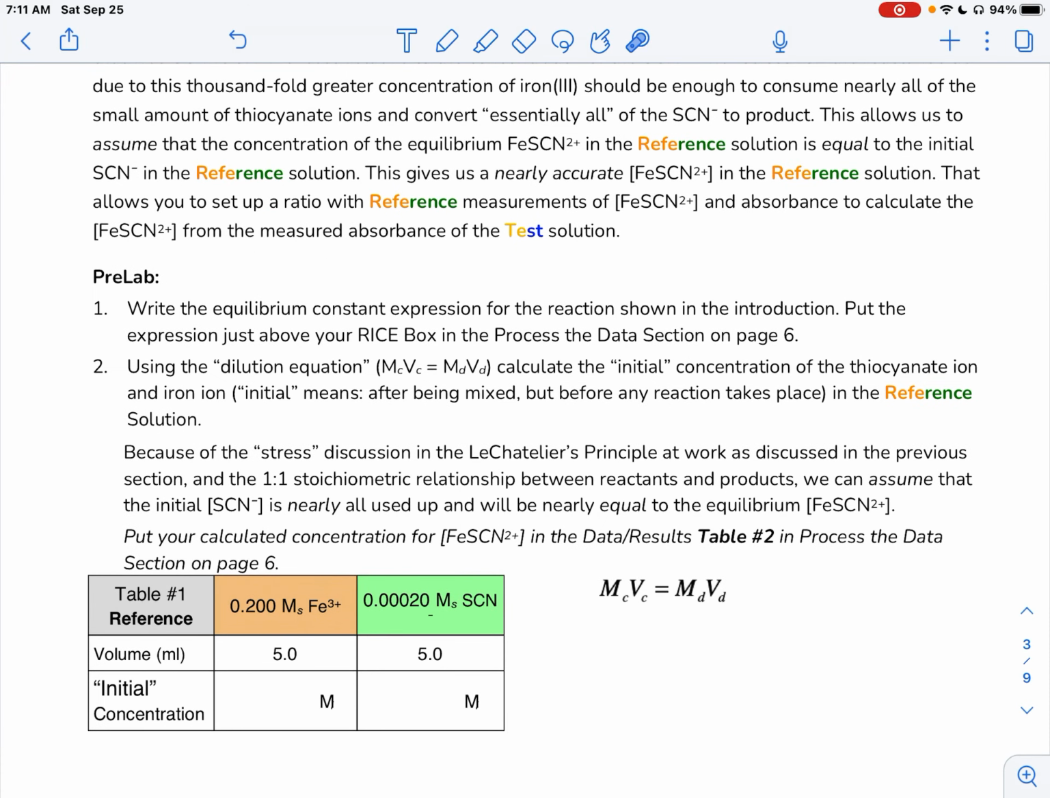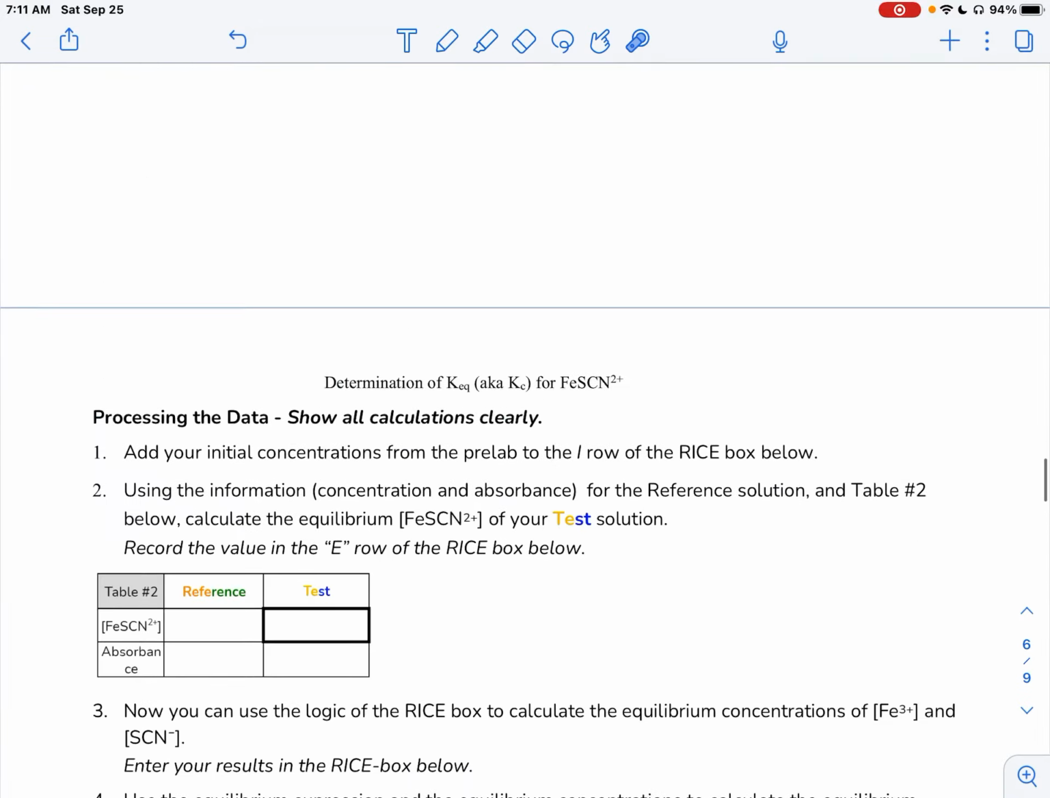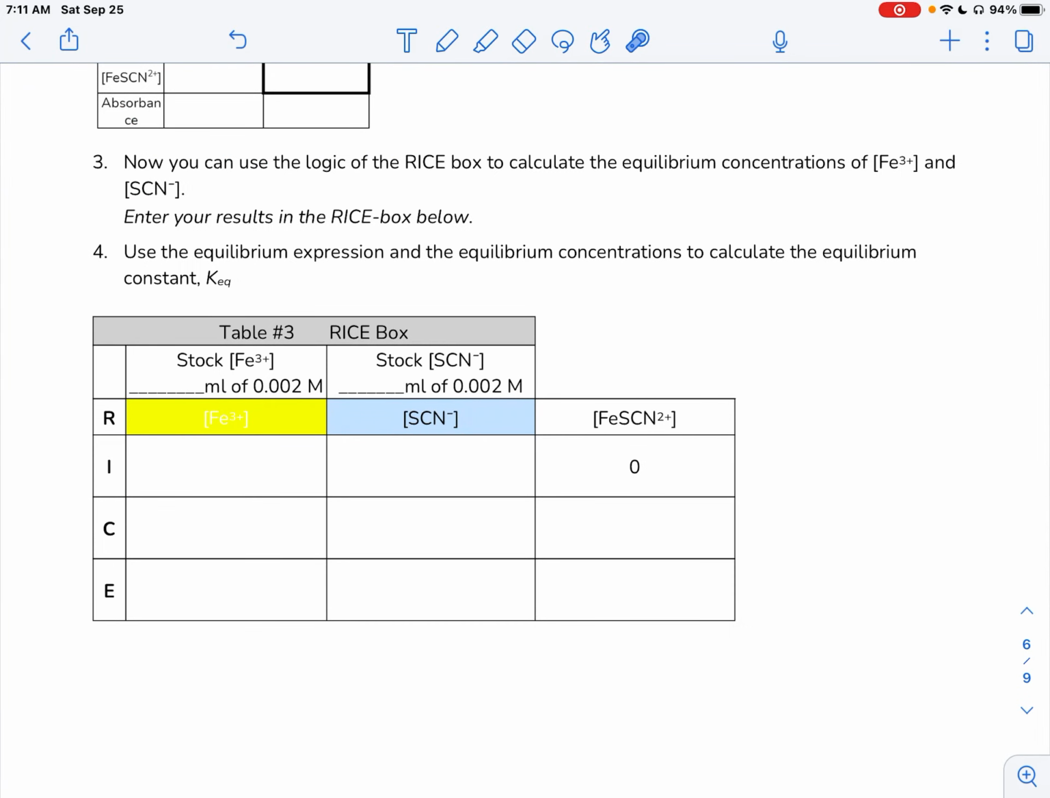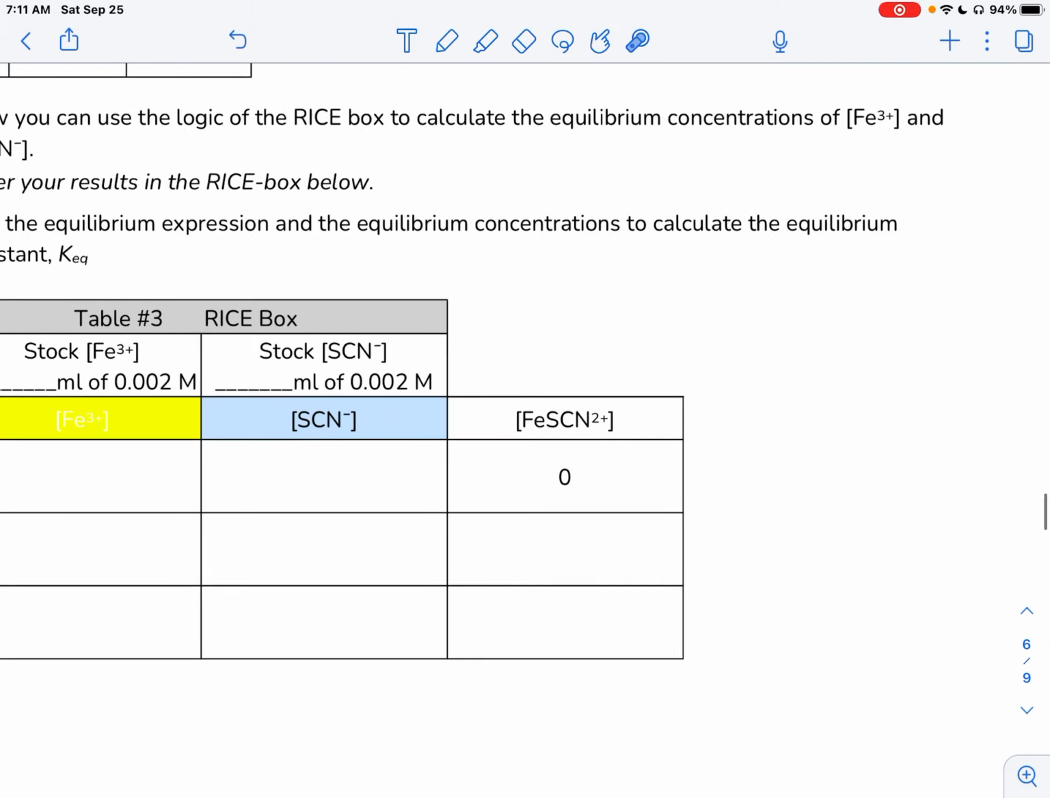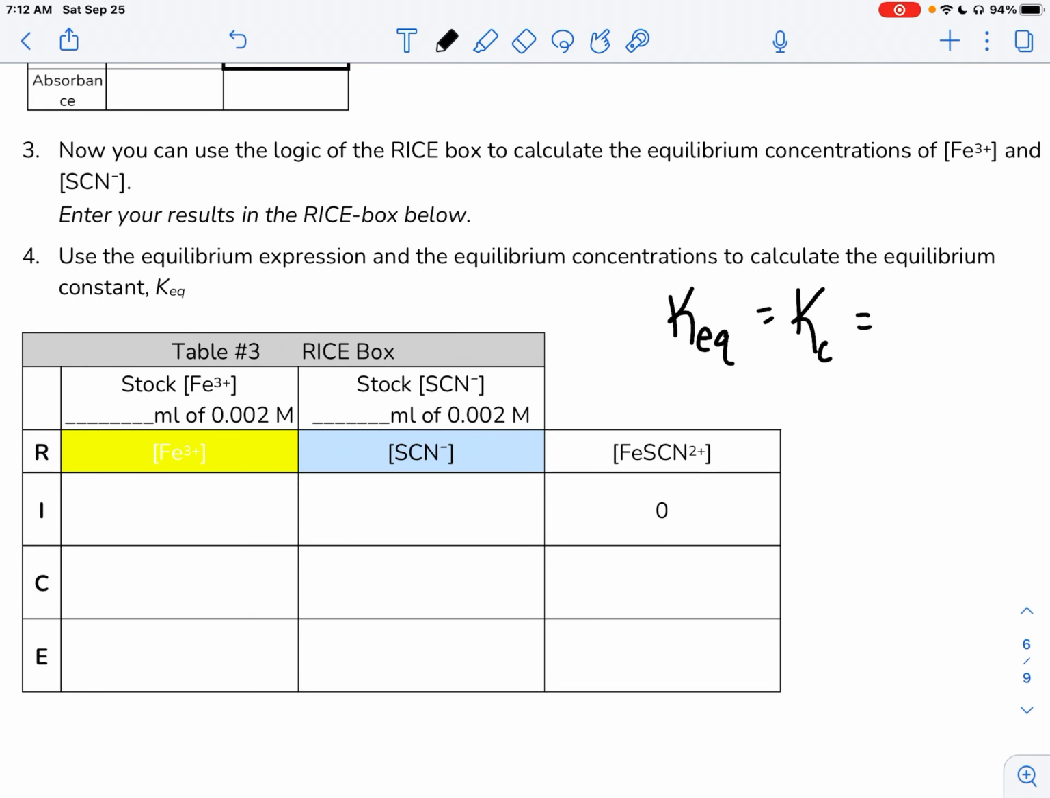Okay, so equilibrium constant expression for the reaction shown in the introduction. Put this expression just above your rice box in the process the data section. So if you go to page 6, you have a rice box here. So they want you to write your equilibrium expression next to it. Okay, so your equilibrium, and you can write KEQ, and we're going to be using concentration. So if you want to put concentration, either one of those is fine.